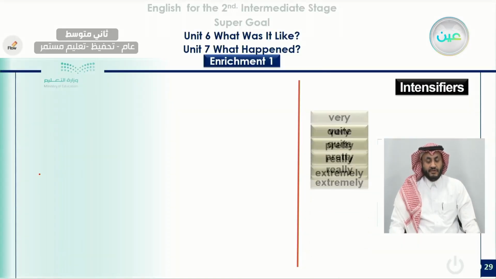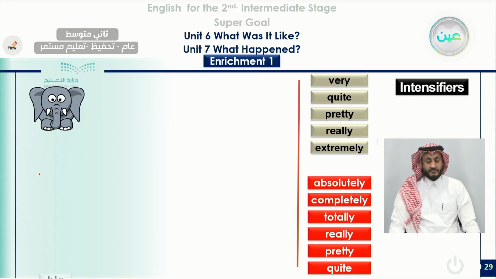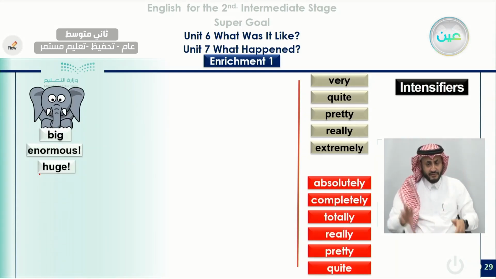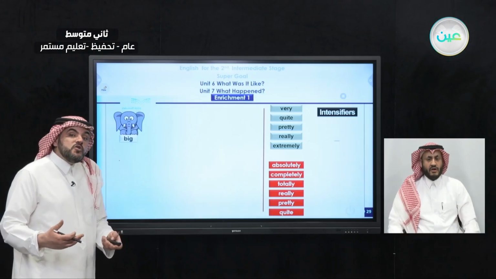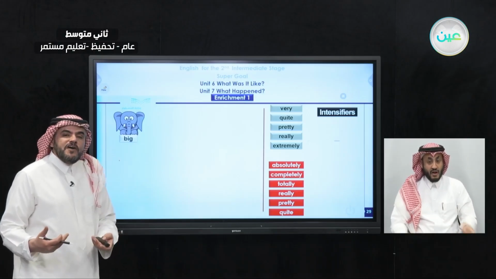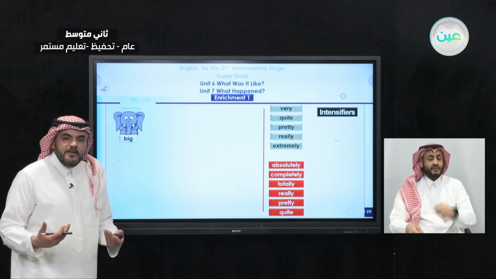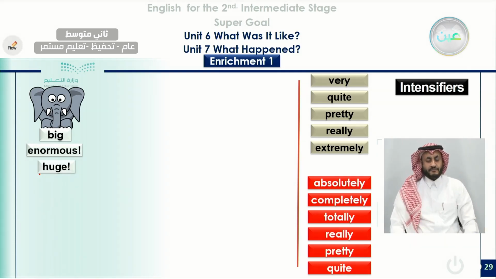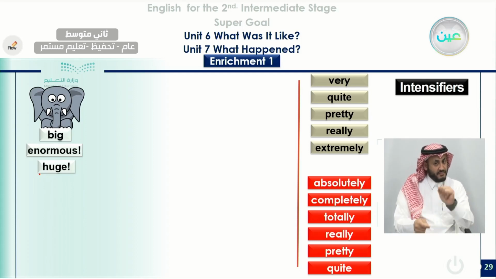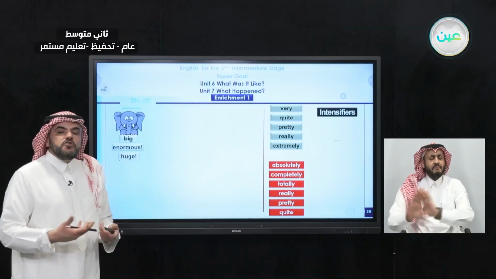Okay. Also, you studied in Unit 6 the adjectives, how to make the adjective stronger. Sometimes you have the adjective big, okay, and you can make it stronger by adding an intensifier. We call it an intensifier, that is very, and you know how to use very with an adjective, very big. But there are some strong adjectives like enormous and huge. In this case, we cannot use very, okay? But why? Because they are already strong adjectives.